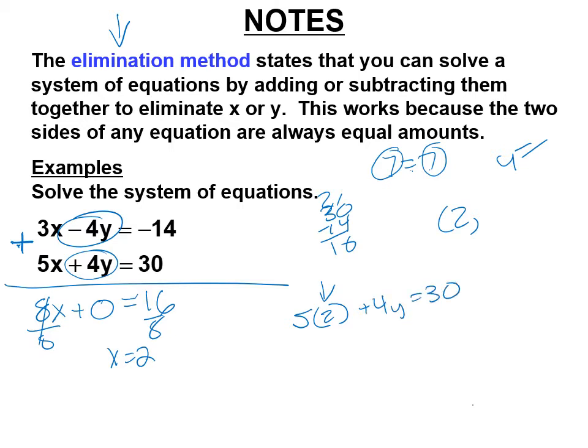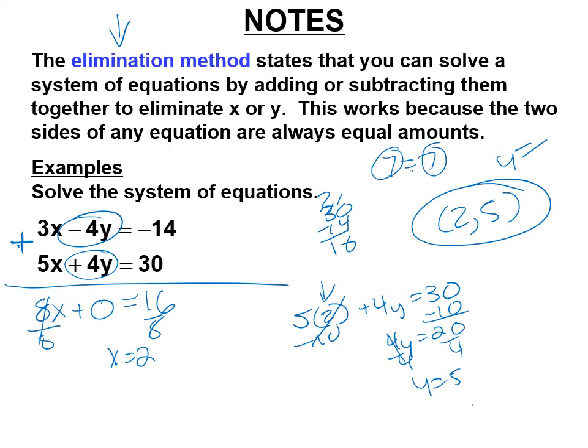So solve that. Right? You get 10 plus 4y equals 30. So I'm going to subtract 10 from both sides. 4y equals 20. Divide by 4. Y equals 5. And it turns out these two lines intersect at the point 2, 5. Right? This is called the elimination method. You can add or subtract equations together.